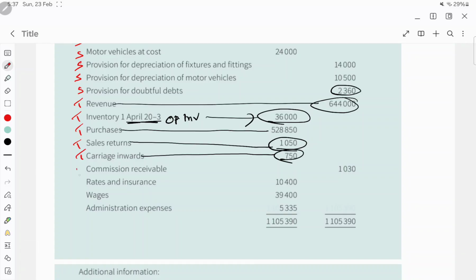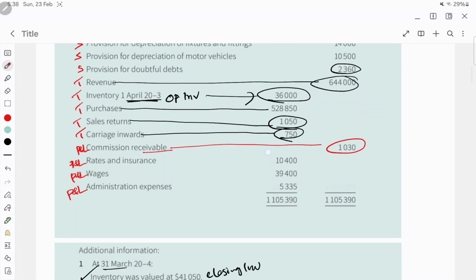Now commission receivable is P&L account section. Rates is P&L account section. Wages P&L account. Administration expense also P&L account. So we have commission receivable. This is income. Income always will be in the credit side. So if you want to find out the income, you can see the credit side of the trial balance. Okay. So commission receivable 1030.